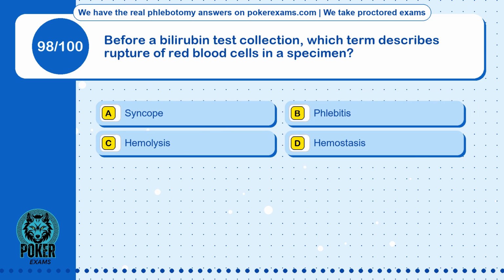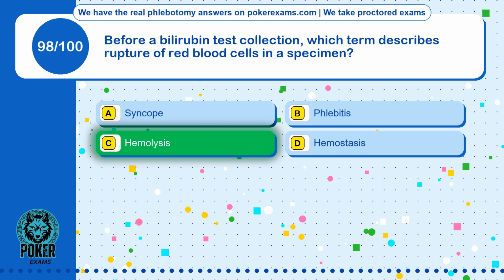Question 98. Before a bilirubin test collection, which term describes rupture of red blood cells in a specimen? Option A, syncope. Option B, phlebitis. Option C, hemolysis. Option D, hemostasis.